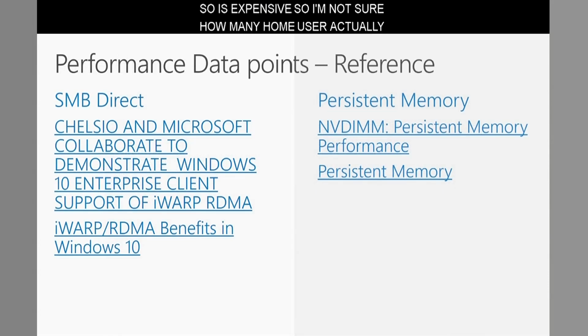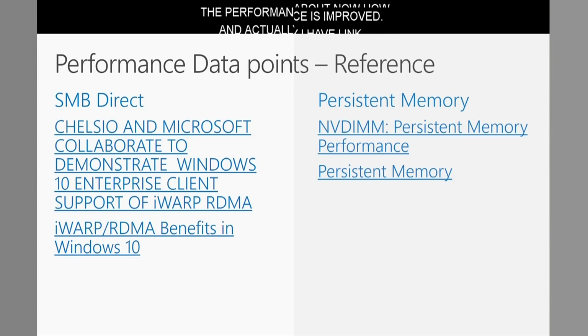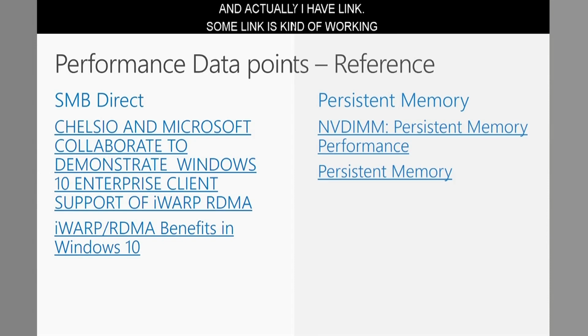Also, sometimes I get a good question about how much performance is improved. I have a link for that. Microsoft worked with a third party, ESG, to evaluate the performance. Some of it is more general industry data points for SMB Direct and persistent memory. So if your customer has a question about how much benefit they get from using this kind of hardware component, you'll be able to check this type of information.